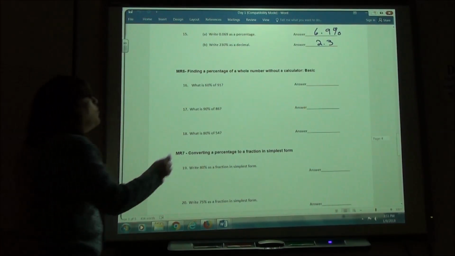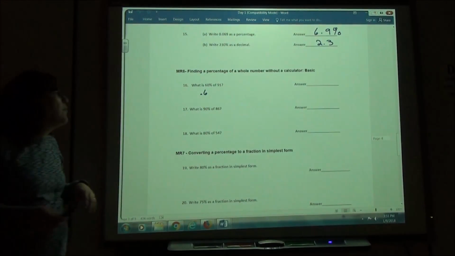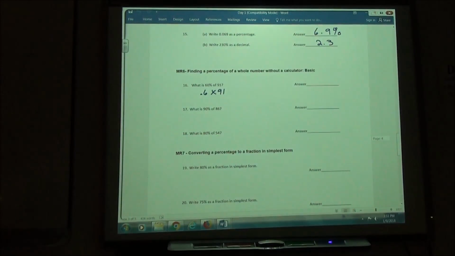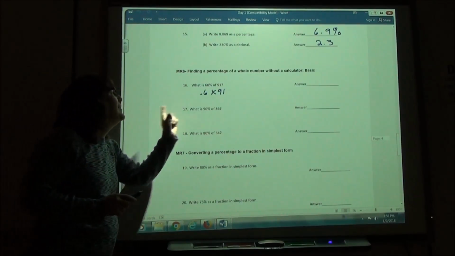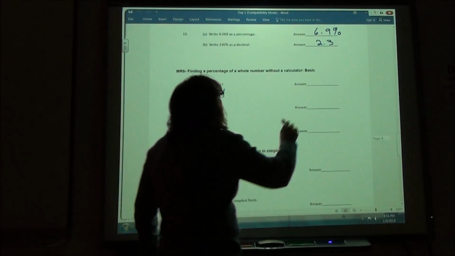60% as a decimal would be 0.6 or 0.60, whichever way you want to write it. Of 91 means I'm going to take 0.6 times 91. If you want to multiply that on your calculator, go ahead. If you want to do it in your head or on your paper, more power to you. What did we end up with when we multiplied that out? 54.6.